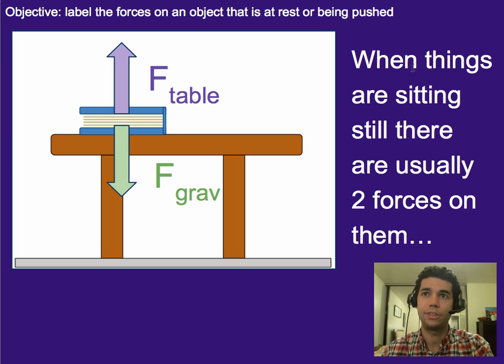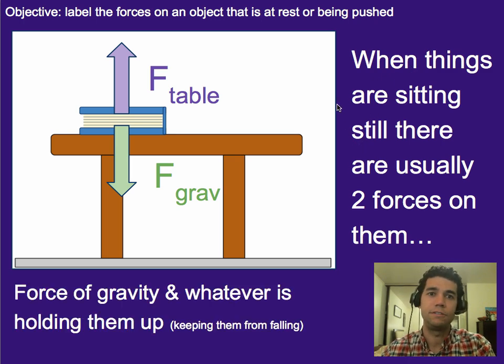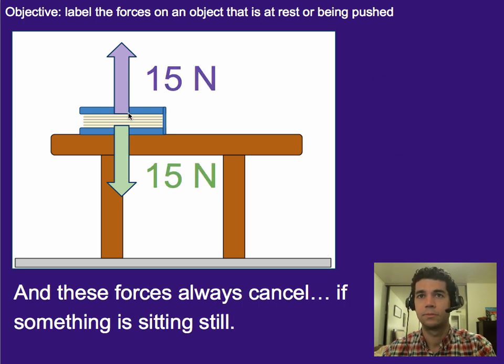So in general, when things are sitting still, there are usually two forces on them. First is the force of gravity, or weight, and the second is the force of whatever it is that's holding them up. It could be a table, the ground, a shelf, a hand, really anything that's holding them up. For anything sitting still, we know those two forces are on it, and they're in opposite directions and the same size, so they cancel out.